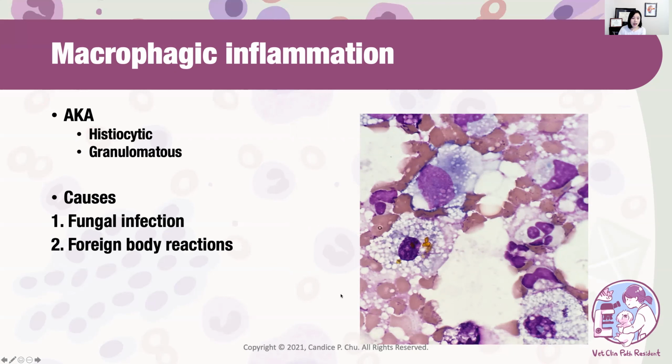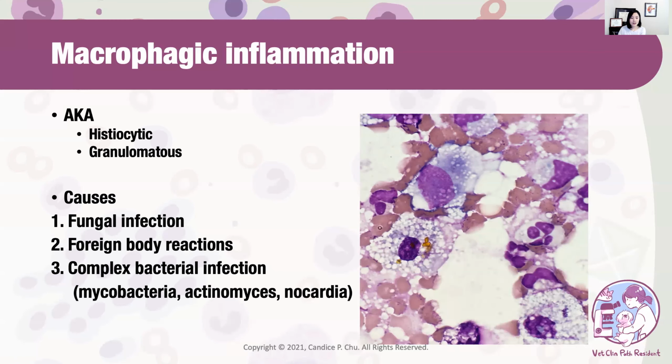Also foreign body reactions. Sometimes we talk about complex bacterial infection, and what are those complex bacteria? Try to take a few seconds to think about them. Can you come up with any complex bacteria? For example, mycobacteria, actinomyces, nocardia, those would be complex bacteria. And then there's also resolving or chronic inflammation that will be associated with macrophagic inflammation.